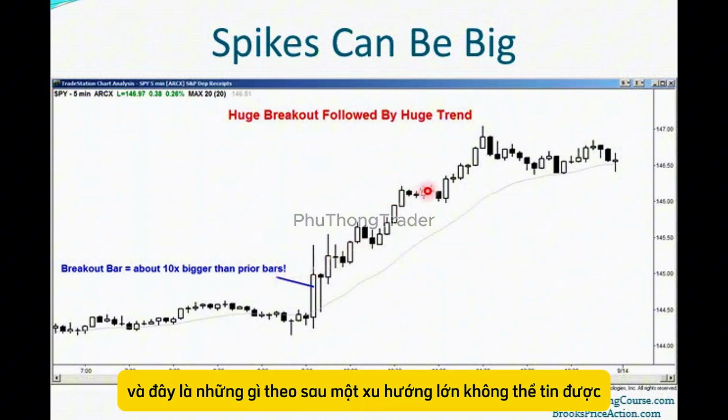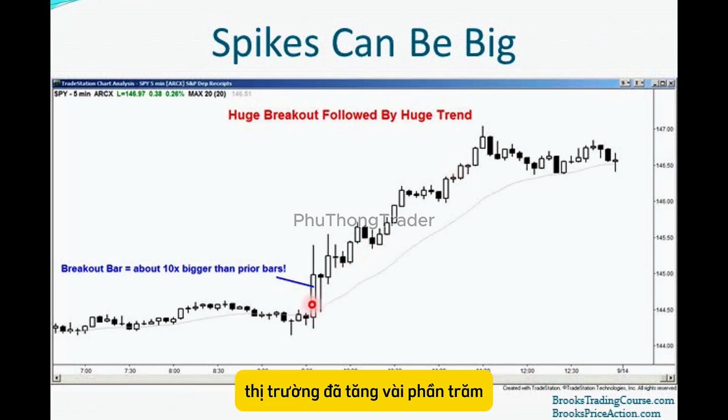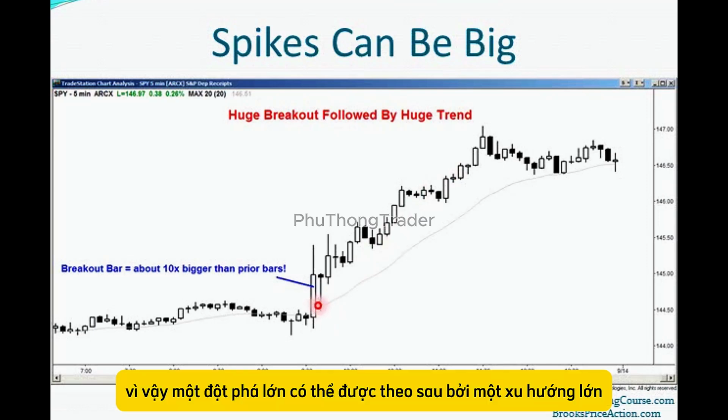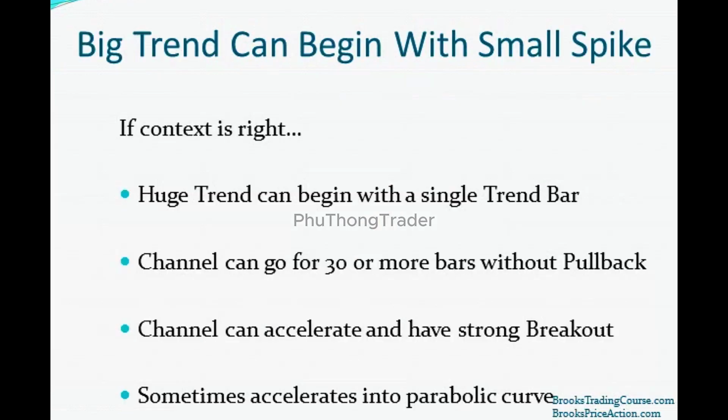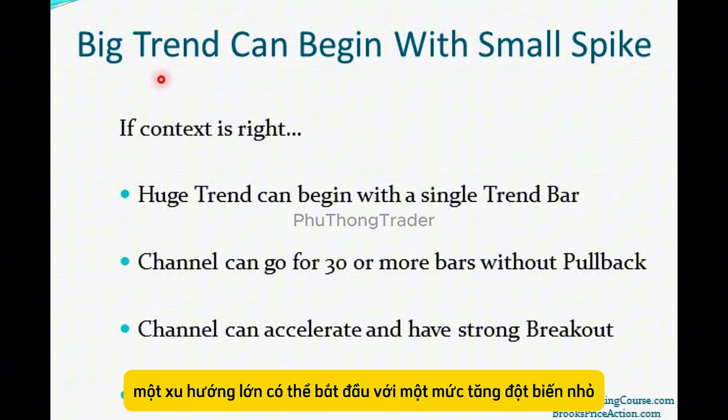And this is what followed, an unbelievably large trend. The market went up several percent over the course of the next couple of hours. So a huge breakout can be followed by a huge trend. A huge trend can begin with a small spike.